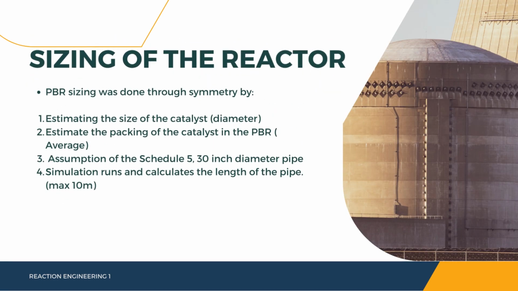Moving on to the next part, which is to determine the size of the reactor. The PBR sizing was done through the Symmetry simulation, together with the PMS section of this project. How we did it was estimating the size of the catalyst in terms of diameter, estimating the packing of the catalyst along the PBR length, and then assuming that the pipe was a schedule 5 pipe with a 30-inch diameter. And when we did the simulation, we got a maximum length of between 10 meters to 100 meters to achieve 73% conversion.